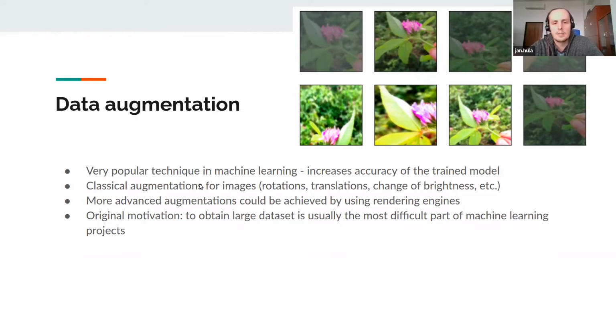The classical augmentations which are used for images are these very simple transformations like rotations, translations, change of brightness. But we can also model more advanced augmentations if we use, for example, rendering engines, which I will show you later.